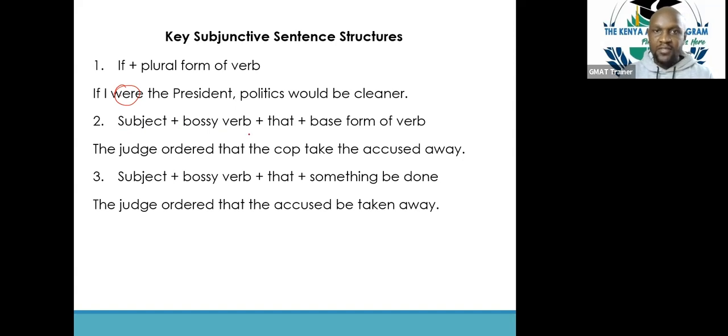In the second construction, we have the subject plus the bossy verb plus that plus the base form of the verb. For example, the judge ordered that the cop take the accused away. So of course, the bossy verb here is ordered, and then that is used in the sentence as well. Then the base form of take is used here as well. So in the that construction, you have the subject plus the bossy verb plus that plus something to be done. For example, the judge ordered that the accused be taken away. So of course, once again, we have the bossy verb, which is ordered here. Then that is used in the sentence. And then the something to be done is for this particular subject to be taken away.